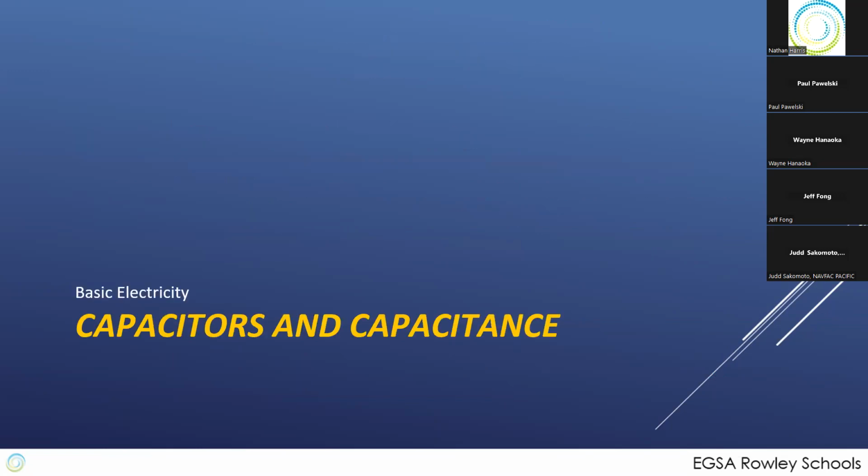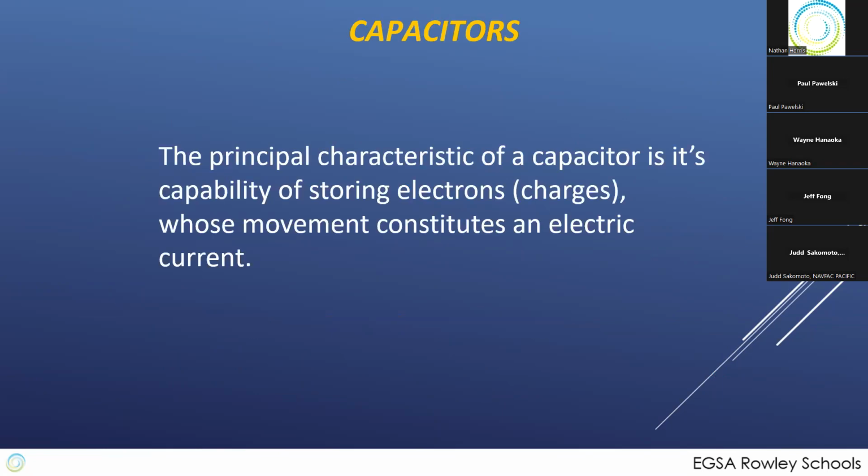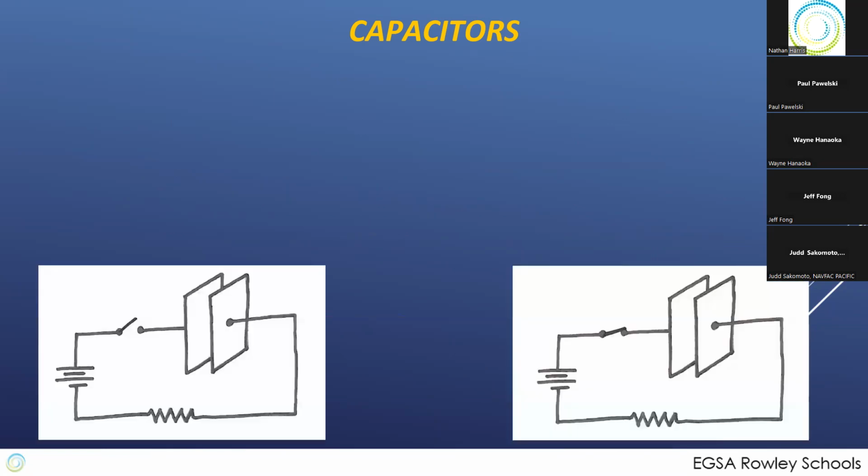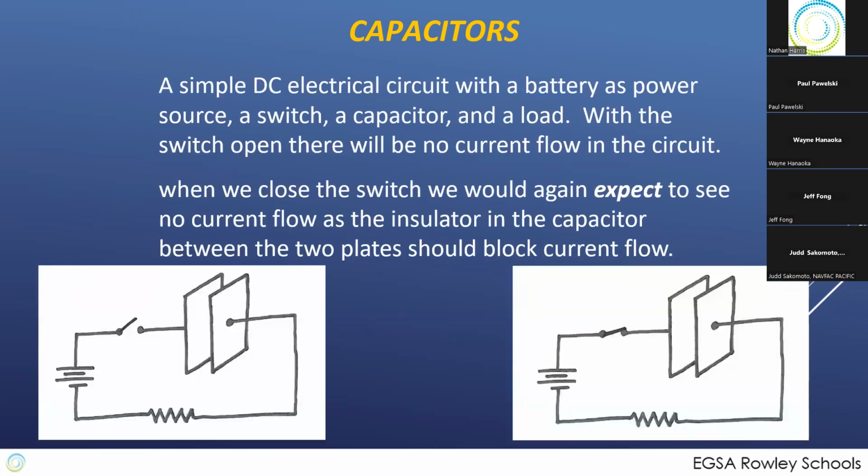So, capacitors. All right, principal characteristic of a capacitor is it's storing electrons. The movement of the electrons is what's making your electric current. So, a capacitor basically is two plates. They could be wound around each other in a cylinder, they could be flat, doesn't really matter. It's basically two parallel surfaces.